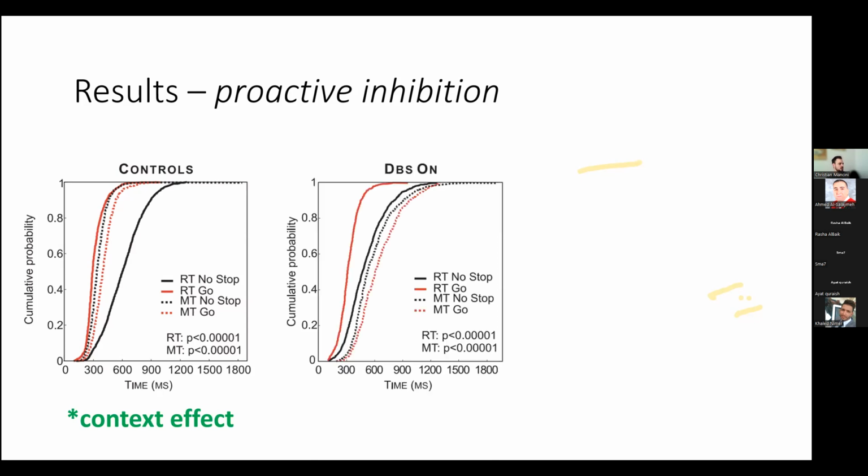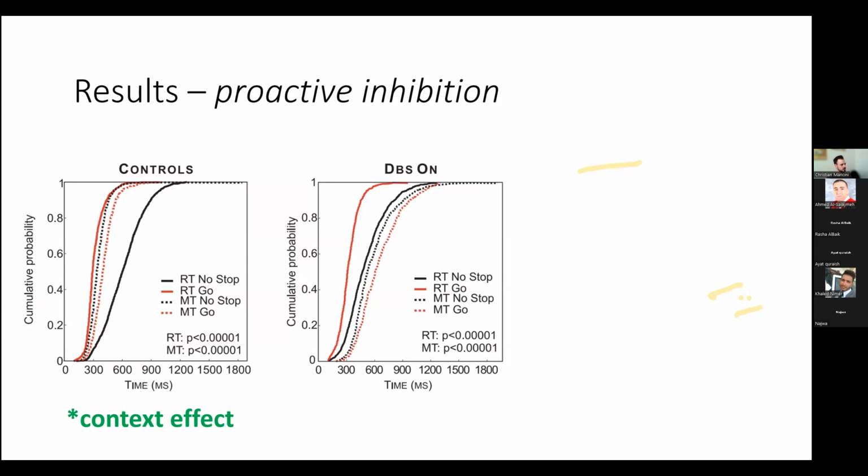Here are our patients with both electrodes active. You can see on the reaction time, it's perfectly the same, more or less, as controls. The movement times are in general a little bit longer, but just because they are patients, they have a little bit more difficulties to move. But the important thing is that you have a healthy context effect. So proactive inhibition is working when you activate your electrodes.